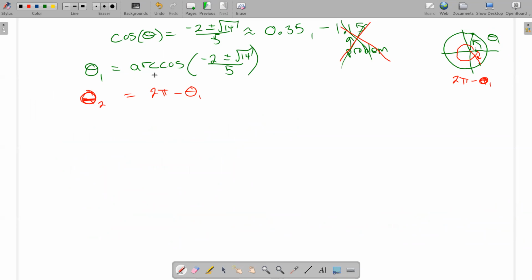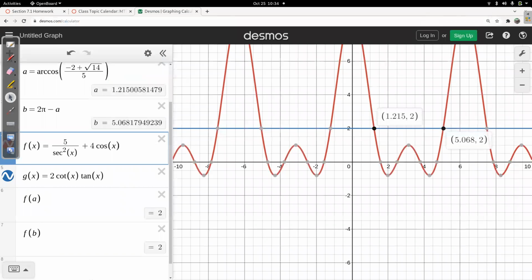So this one gave us our first basic solution from the arc cosine. We use symmetry to get the next solution. And if we needed more, we could just use the period to get more. Check it on a graph. All right, we did it.